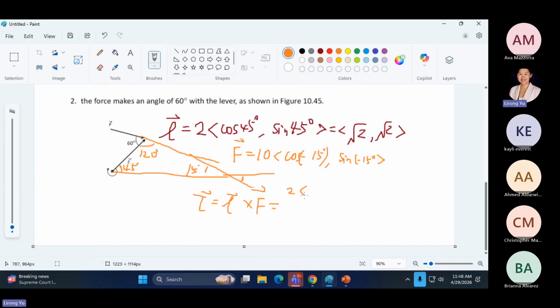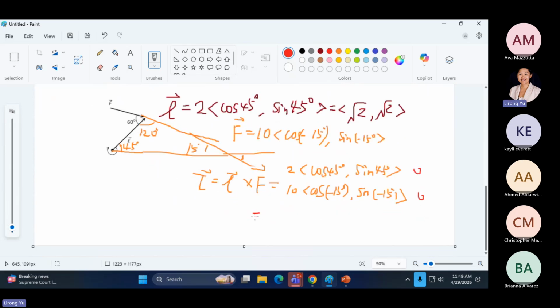So what do we have? We have 2, and that's cosine 45 degrees, and then sine 45 degrees. And then there's a 10, cosine negative 15 degrees, and then sine negative 15 degrees. We were supposed to add a 0 and get ready for the cross product calculation. Let's multiply. The 2 times 10 is a common factor. You multiply them, that's just a scalar, so we get 20.